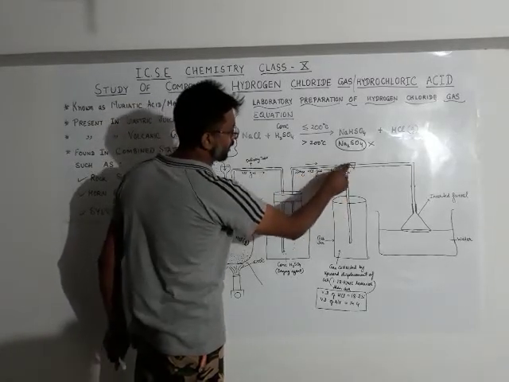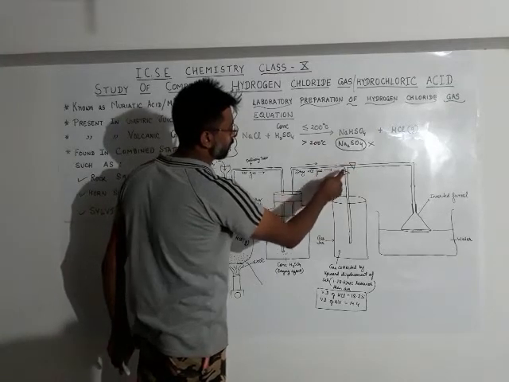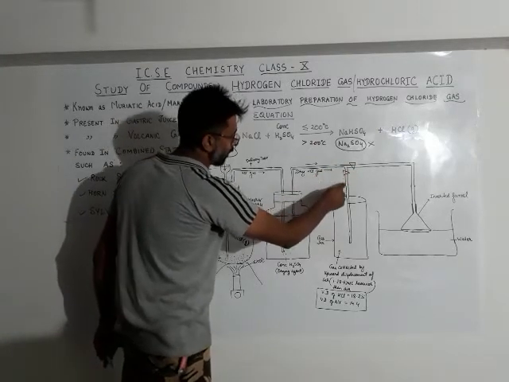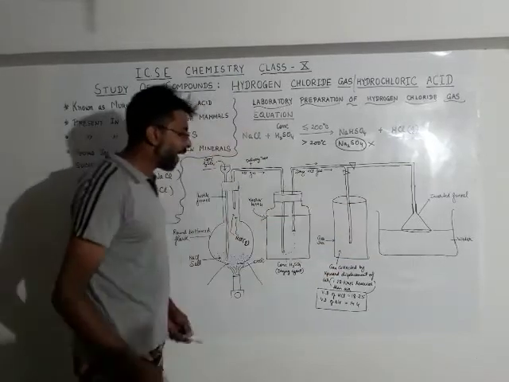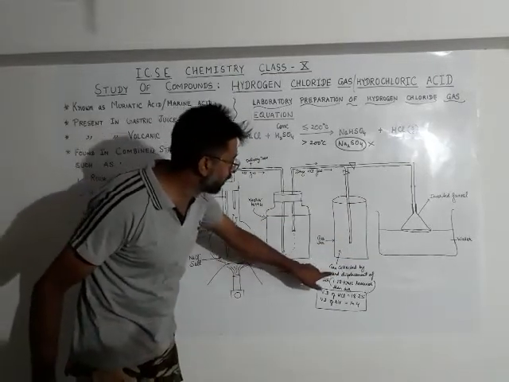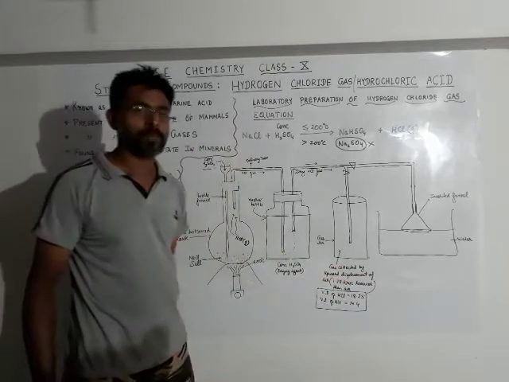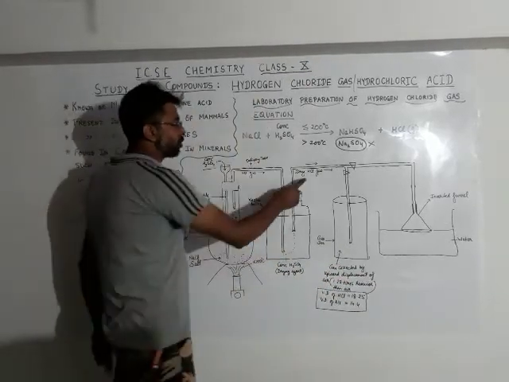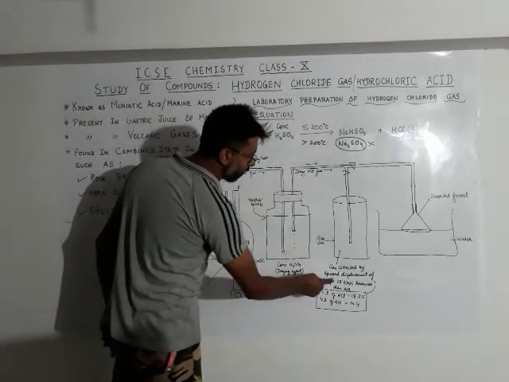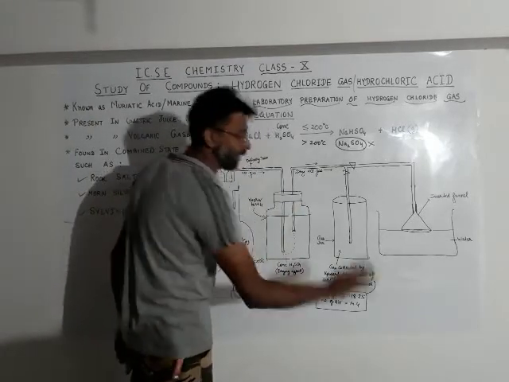This is a tap, this is another tap. This is closed in the beginning. So this is open. So the gas comes down and we collect the gas in a gas jar by a method which is called upward displacement of air. Air is pushed up. The reason over here is that hydrogen chloride gas is 1.28 times heavier than air.